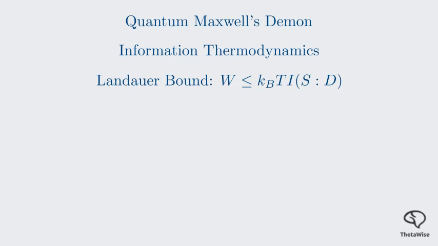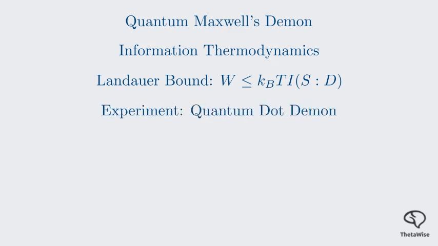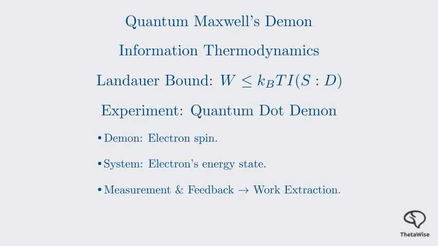This has been experimentally realized using a single electron in a quantum dot. The electron's spin acts as the daemon's memory. By measuring the energy state of the electron and applying a feedback voltage, scientists were able to extract work from a thermal bath, demonstrating the power of information in the quantum regime.